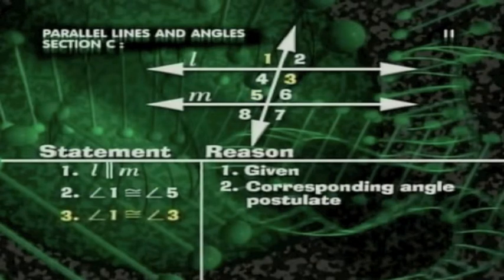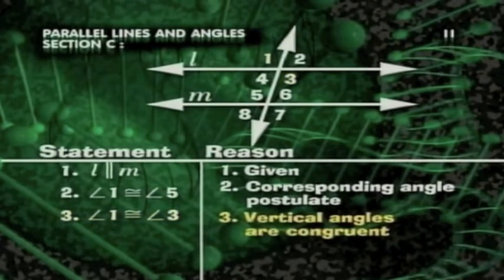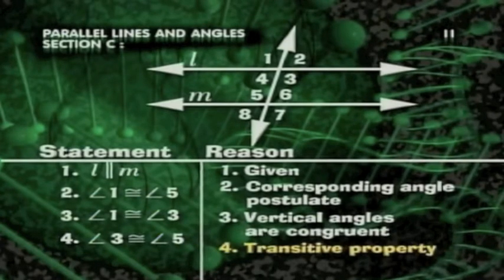In our third step, we state angle 1 is congruent to angle 3. The reason we do this is because of the theorem we proved earlier. Vertical angles are congruent, which says that vertical angles, like angles 1 and 3, are congruent. Our final statement is angle 3 is congruent to angle 5. We can say this because of the transitive property.